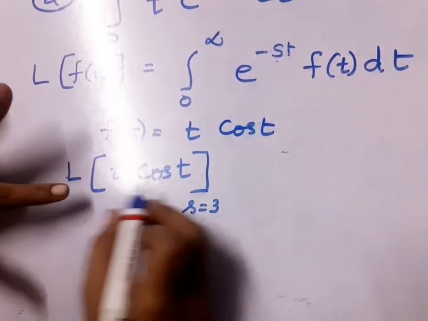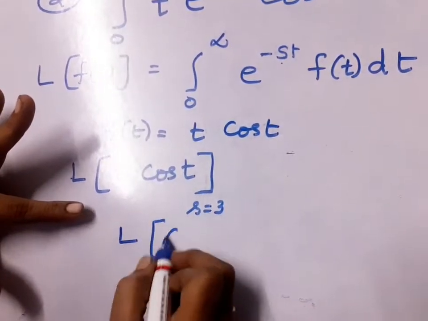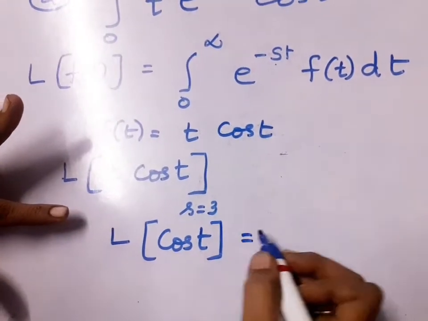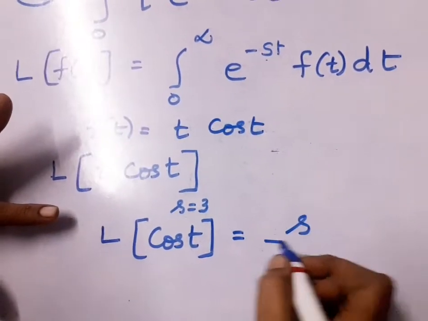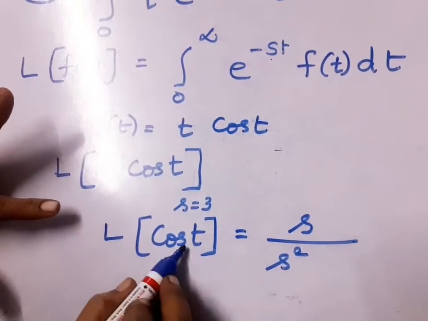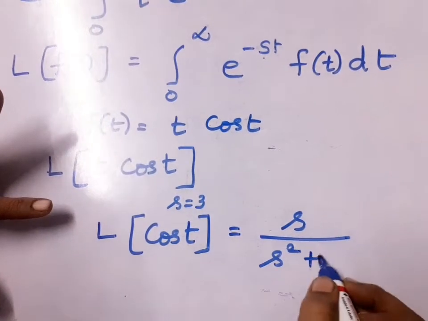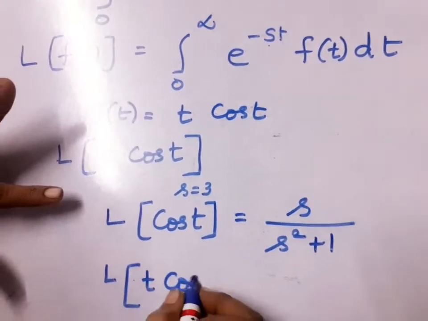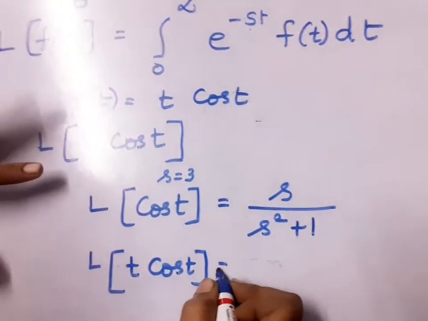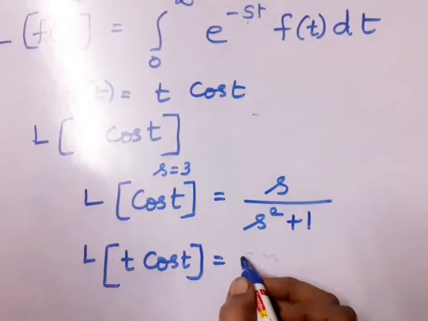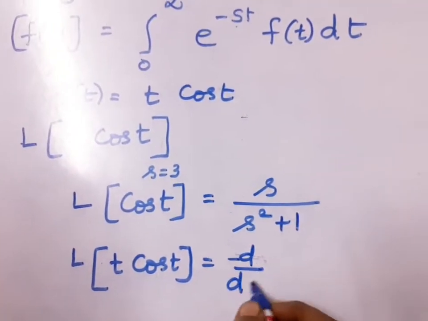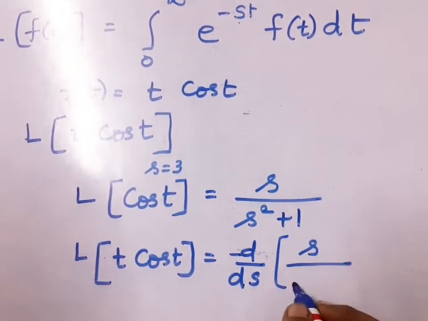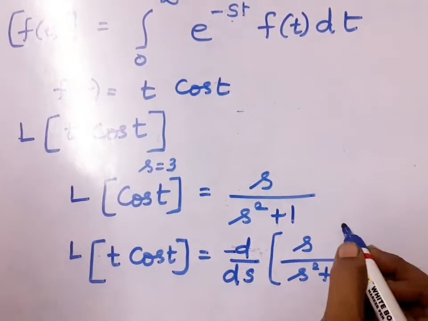How? Before that, we can find the Laplace transformation of cos t, which is s by s square plus a square. Here a is 1. So what about the Laplace transformation of t cos t? Again I am using the multiplication property in Laplace transformation. This is minus d by ds of f bar of s, which is s by s square plus 1.